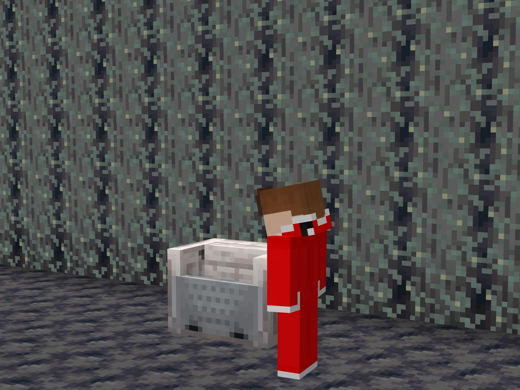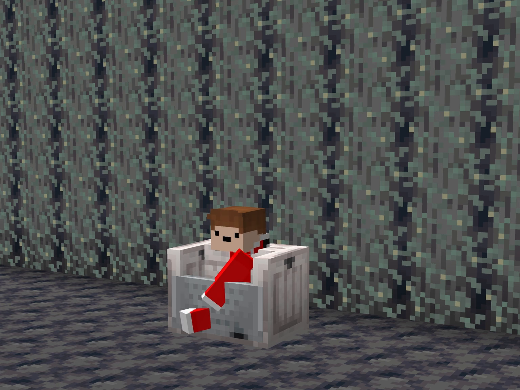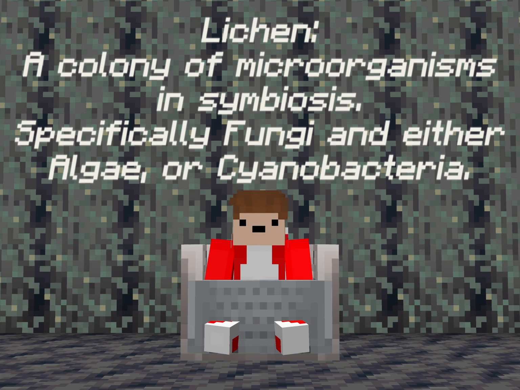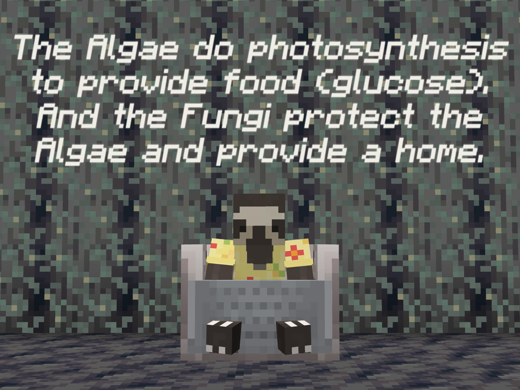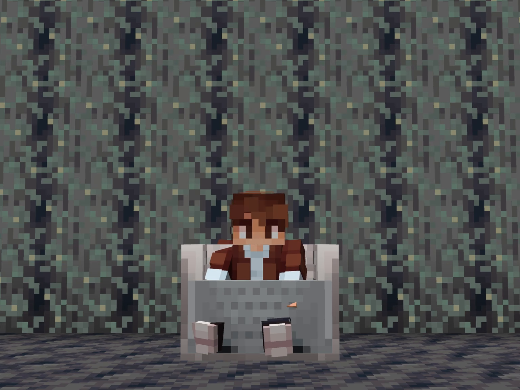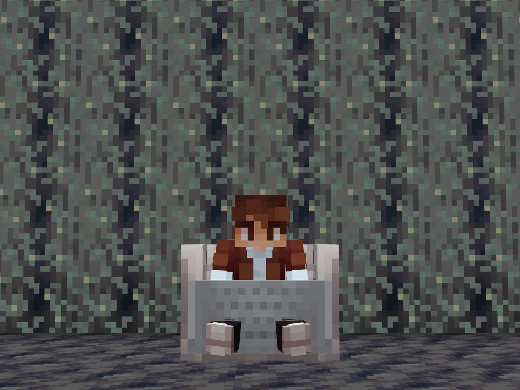So, Mr. Lichen, what are you? Basically, I'm a colony of microorganisms. We've come together in symbiosis to survive. The algae part of this colony does photosynthesis to provide food for us, and the fungus part gives the algae protection and structure. When it comes to what we do in succession, we get the ball rolling.